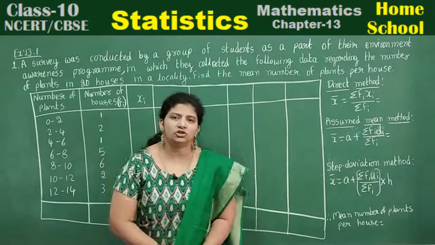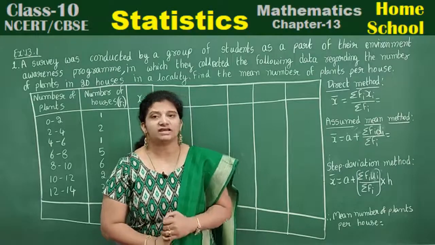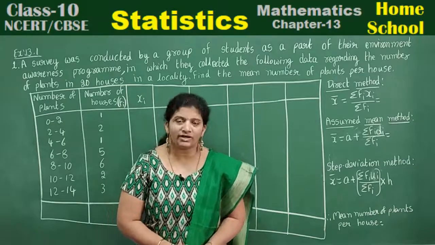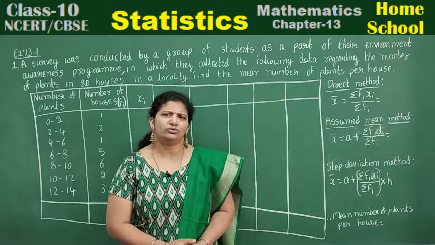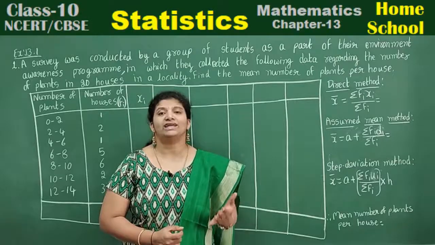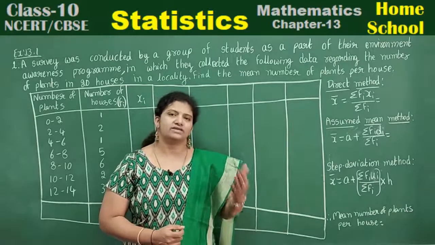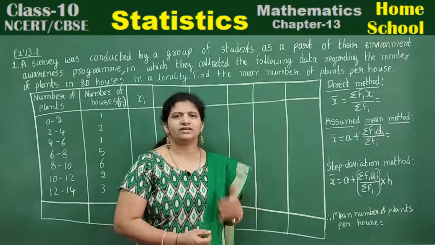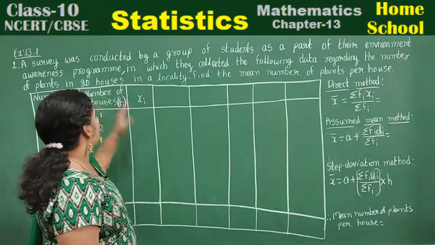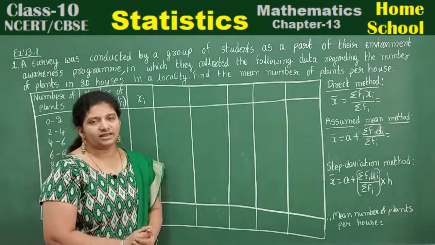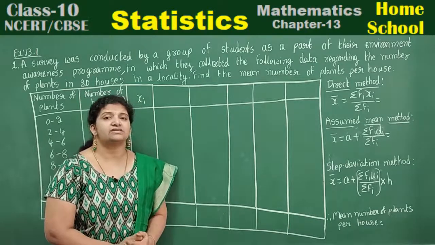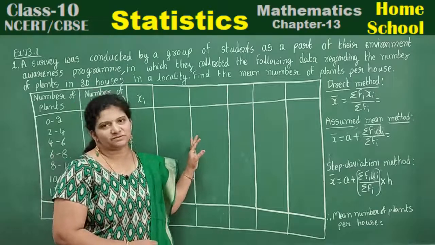What does this problem show us? There is a survey conducted by students in order to create an environment awareness program. The students went to some houses and collected a list of data: how many plants are there in the first house, second house or third house. Like this, they have collected the raw data regarding the number of plants in 20 houses. They asked us to find the mean number of plants per house.